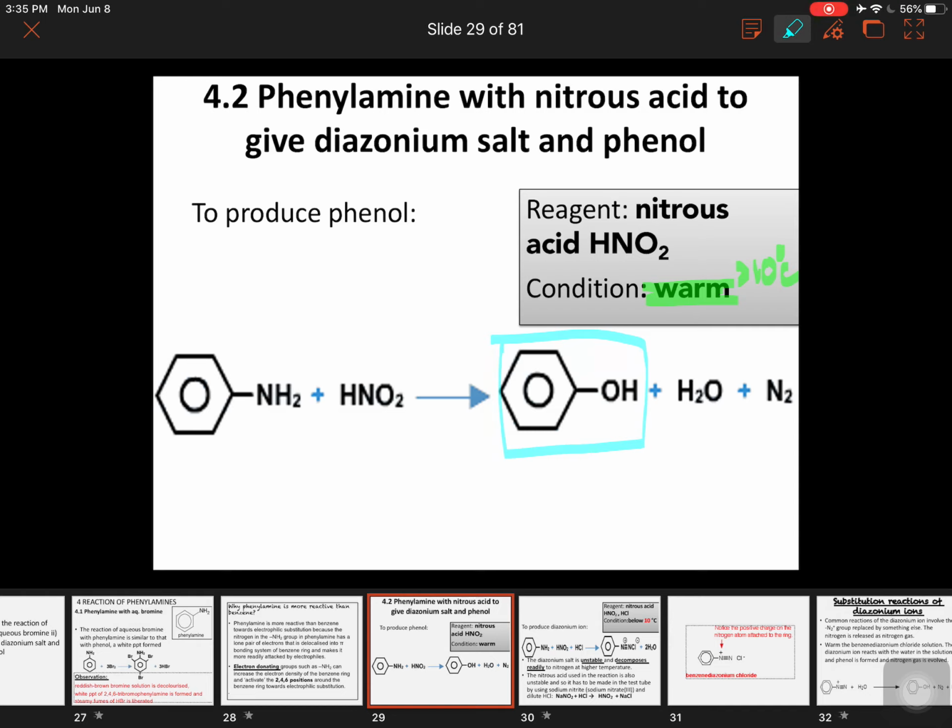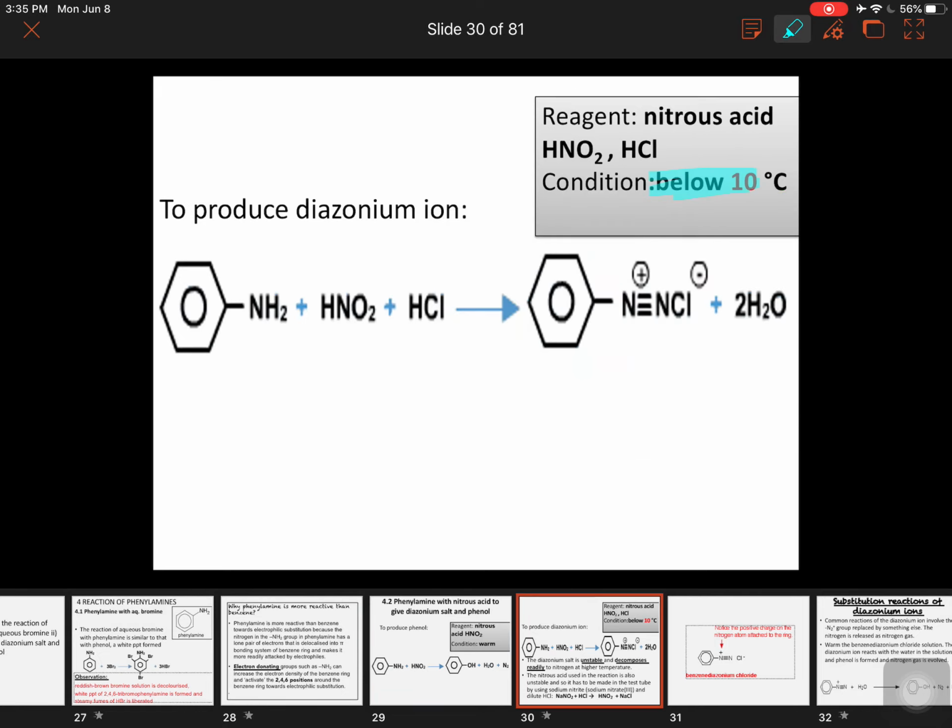Okay, so phenol cannot just be produced from the reaction of benzene plus OH minus, because that would be electron-rich benzene approaching a nucleophilic hydroxide ion. They will repel each other. So you need to convert your benzene into a phenylamine, and only after phenylamine will you get your phenol by reacting it with nitrous acid under warm condition. Other products would be water and nitrogen.